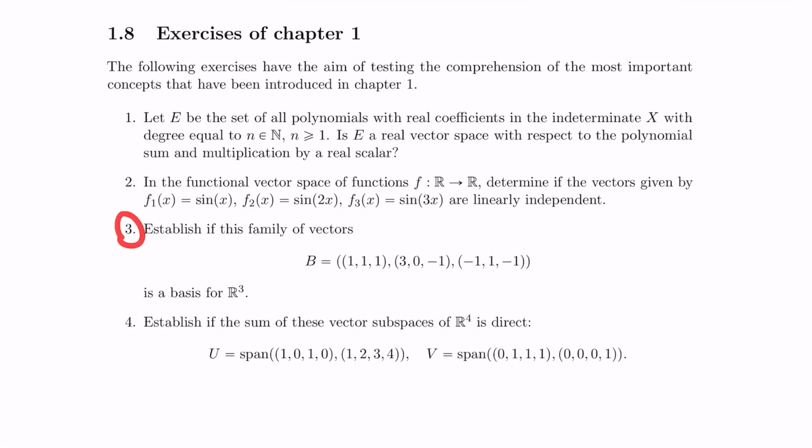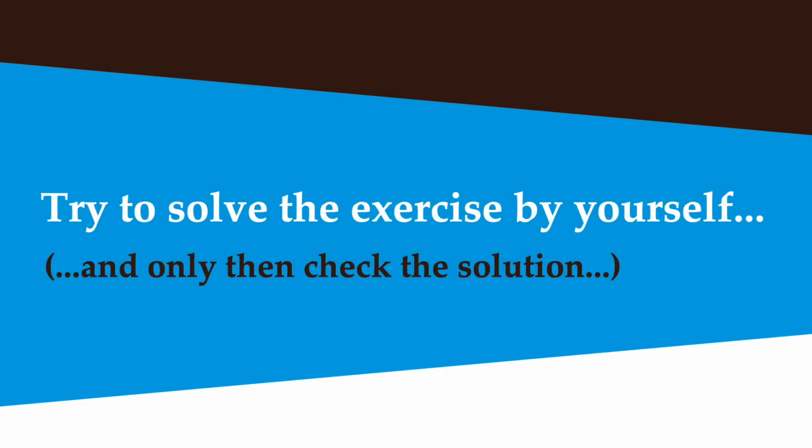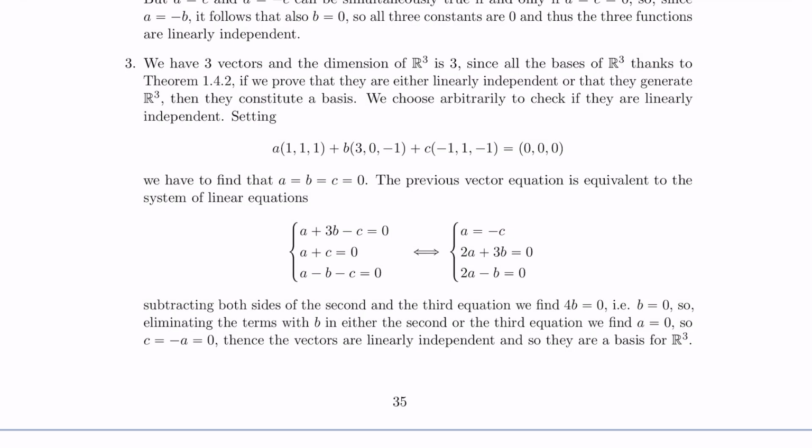Let's now consider exercise 3 that you should be able to solve without any further hint. Establish if this family of vectors is a basis for R3. The most efficient way to solve this exercise is to use this theorem here. In fact, we notice that we have three vectors in R3, and this vector space has dimension 3. So, in order to test if these three vectors form a basis for R3, we need to check either if they are linearly independent or if they generate R3. It's just a matter of taste.